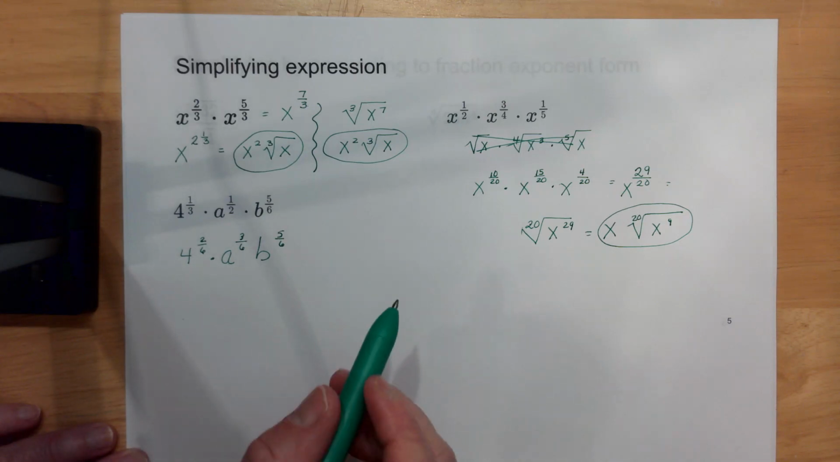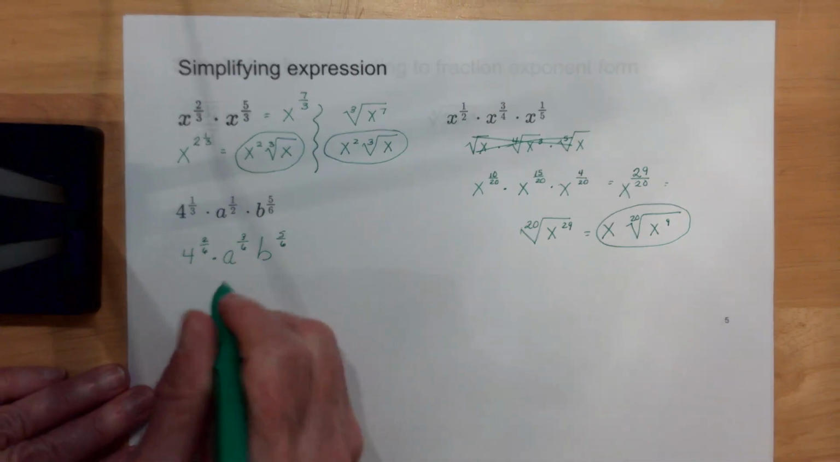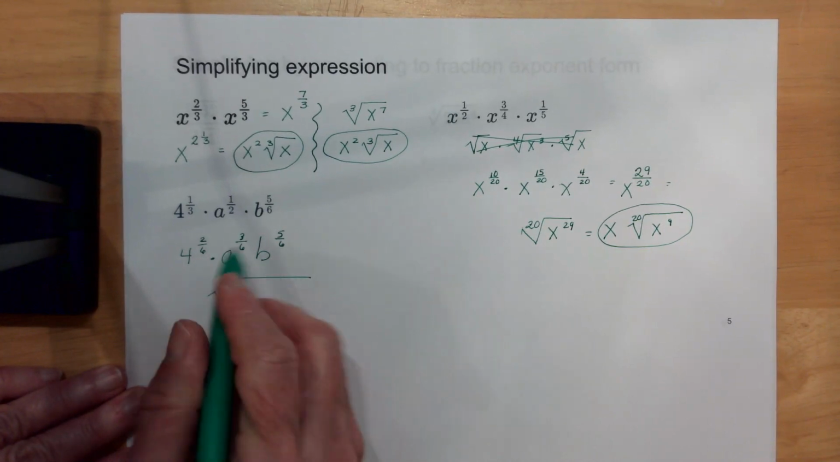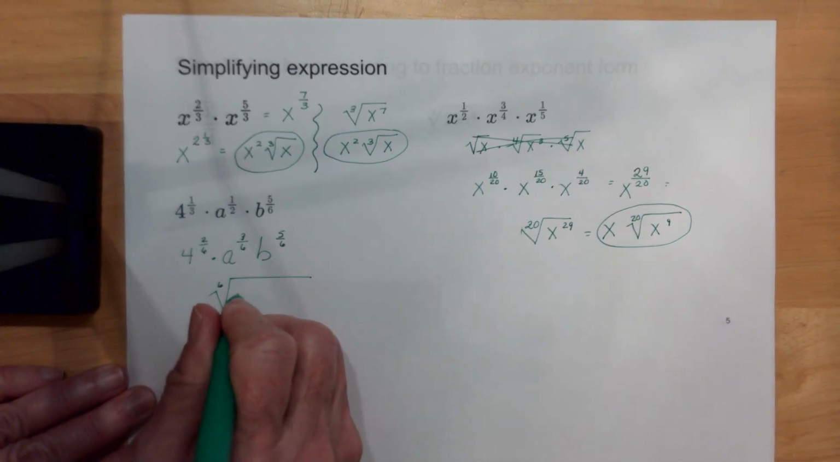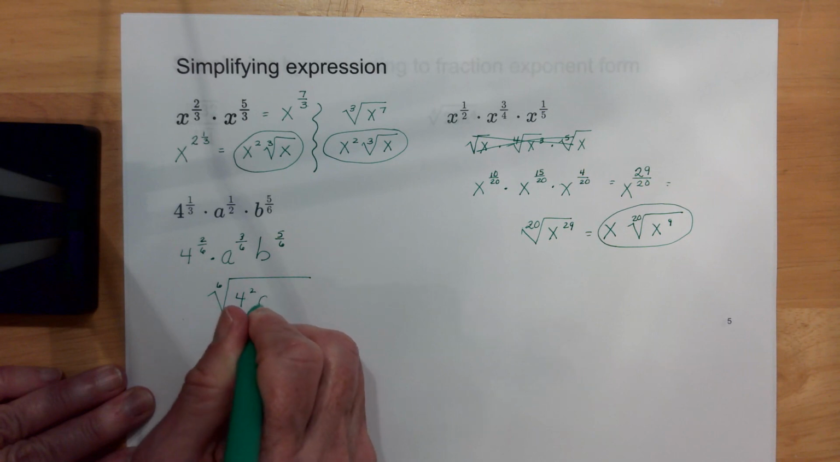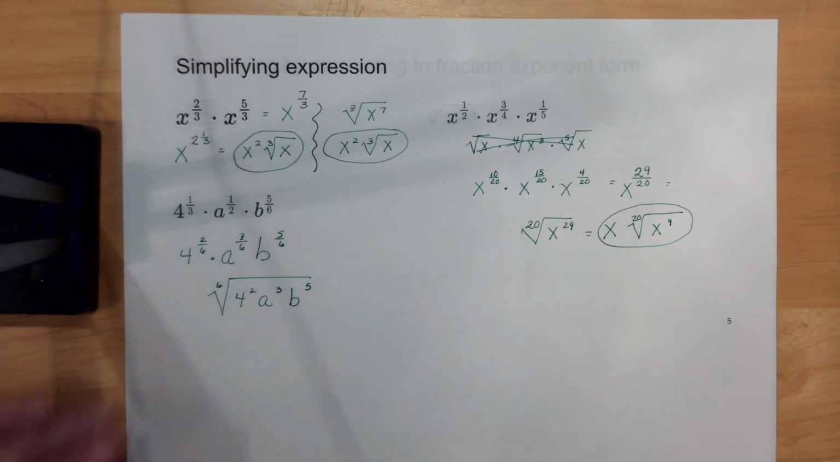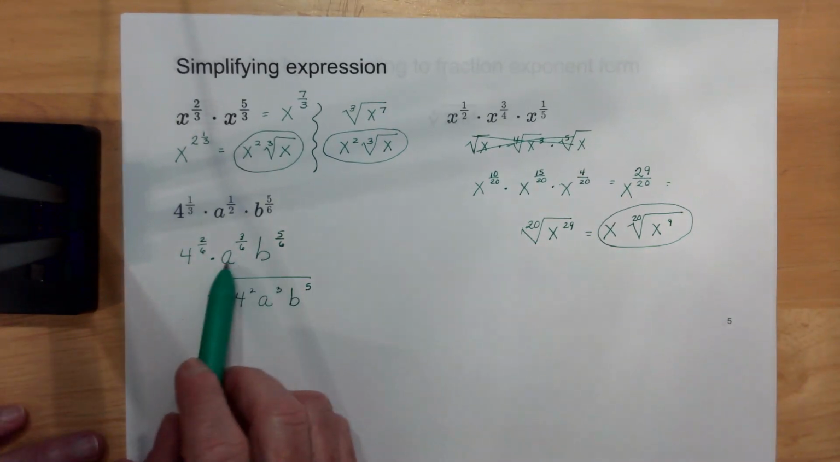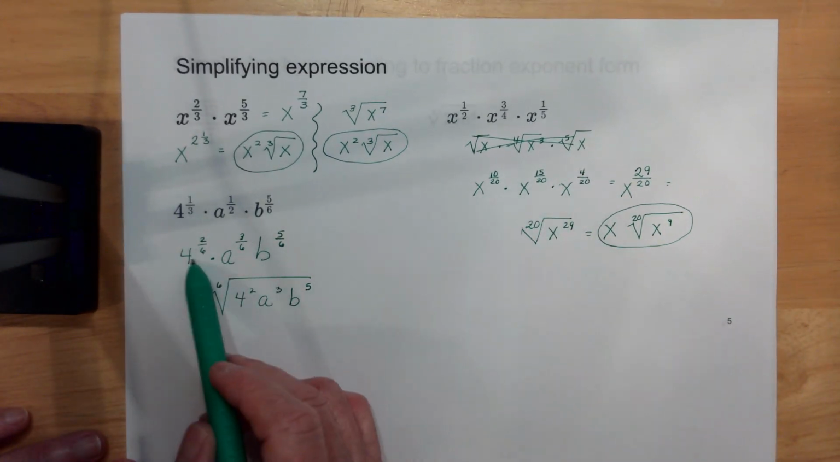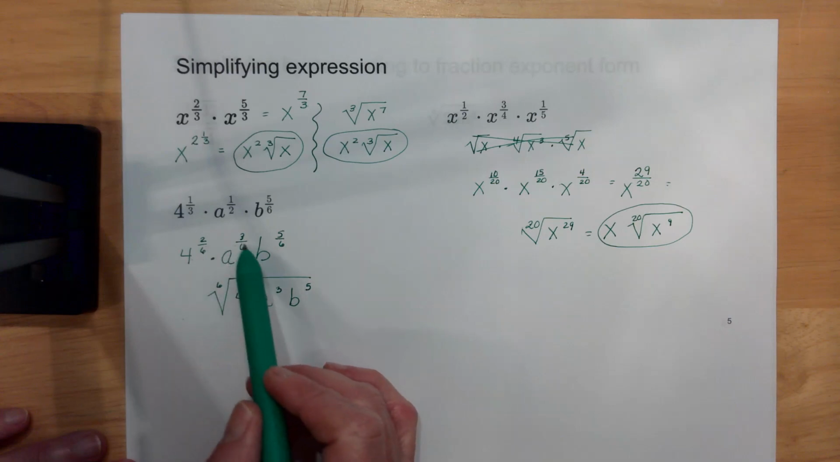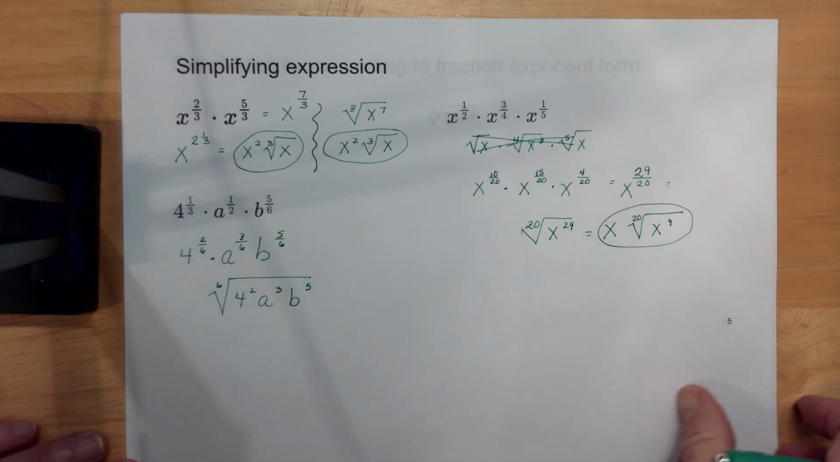actually they don't have a common denominator. Okay, I can take the 6th root. I can't combine them. So I can take the 6th root of 4 squared, A to the 3rd, and B to the 5th. And that's all I can do. Because this one has a common denominator, this one doesn't. But at least I have them with the same index.